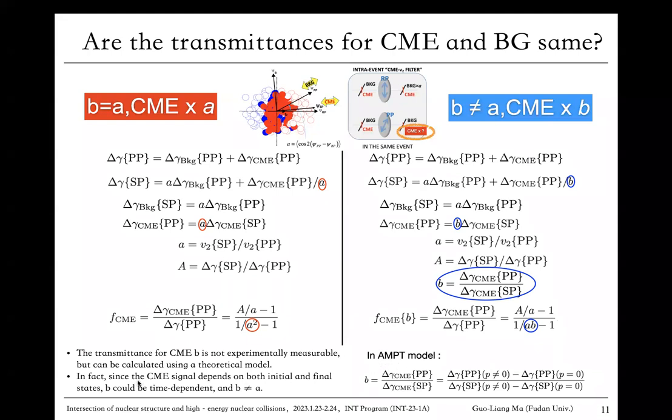Because the CME signal, I will show you, depends on both the initial and the final state, in this way B is actually time dependent. And I will show you that B is not equal to A. They are different later.